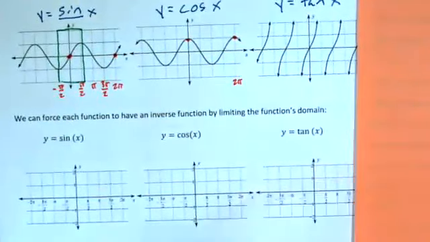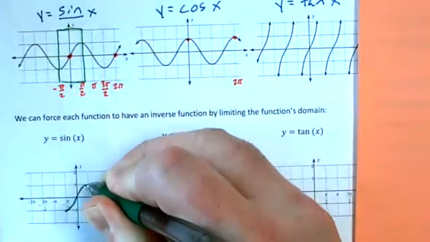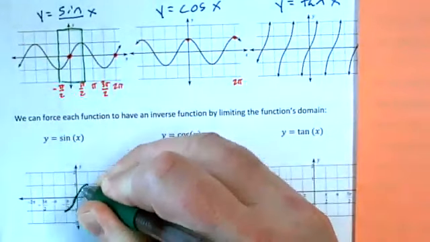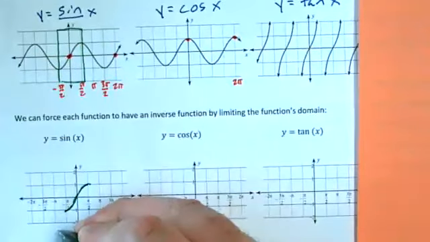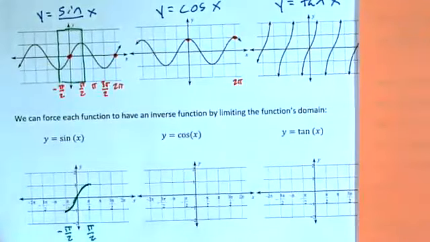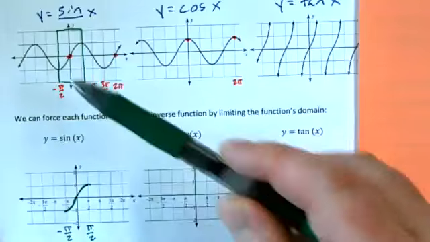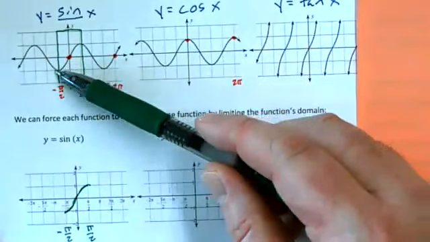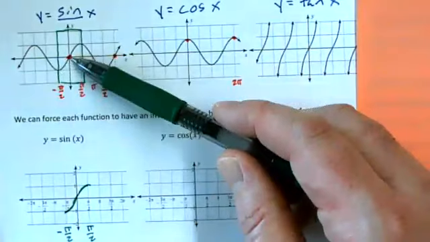So for sine x, if we want to start thinking about the inverse, we are going to only worry about the portion of sine that goes from negative pi over 2 to positive pi over 2. That works for us because it captures the essence of sine, right? It's got the negative part, it's got the positive part. And we're showing the origin here.